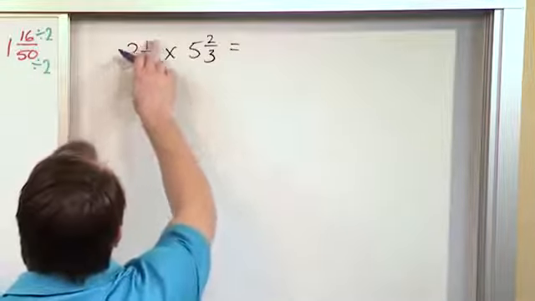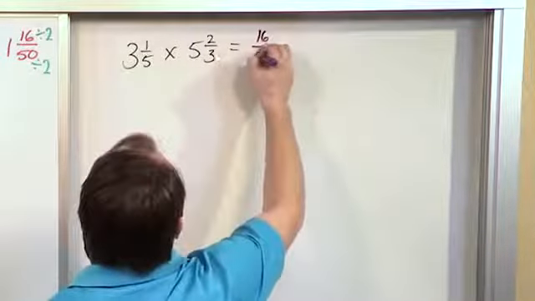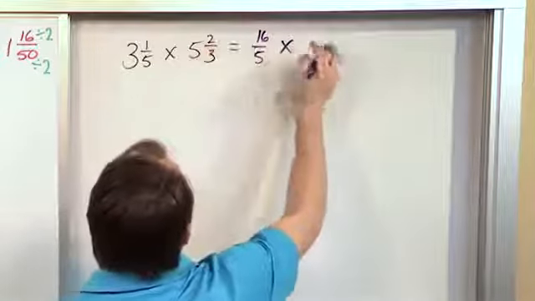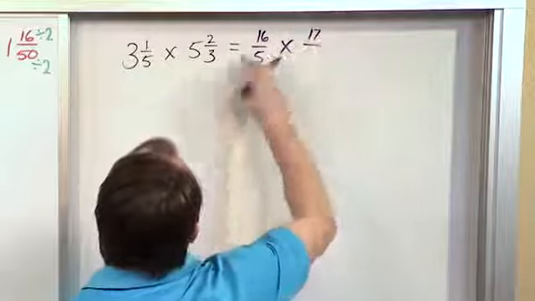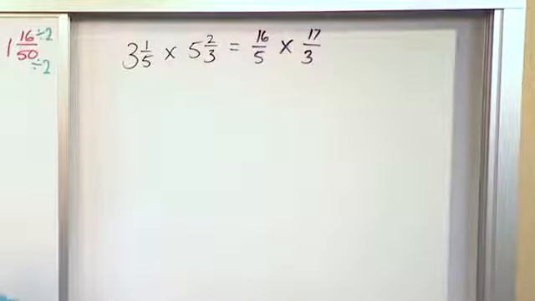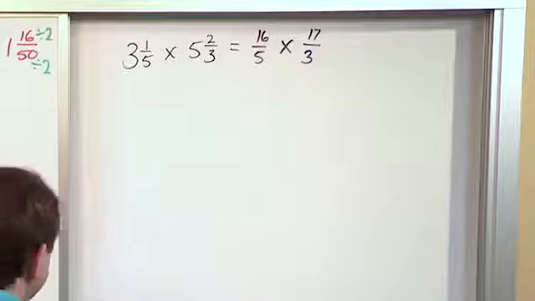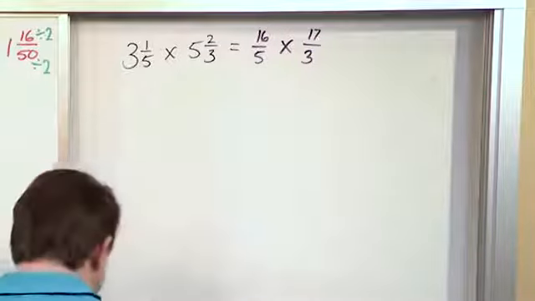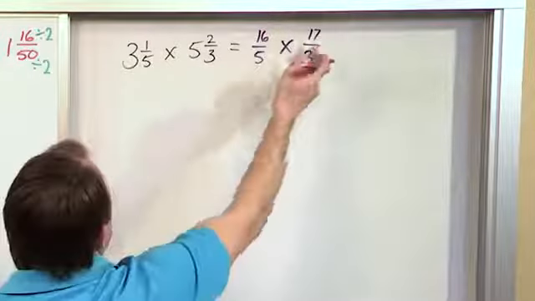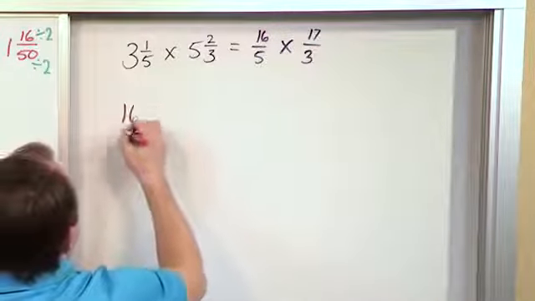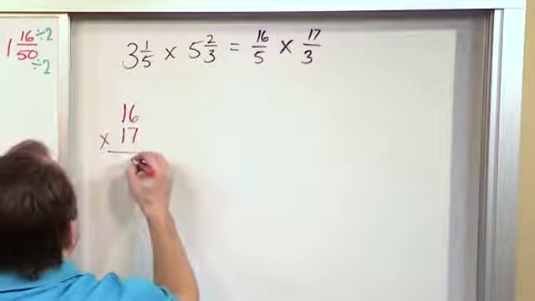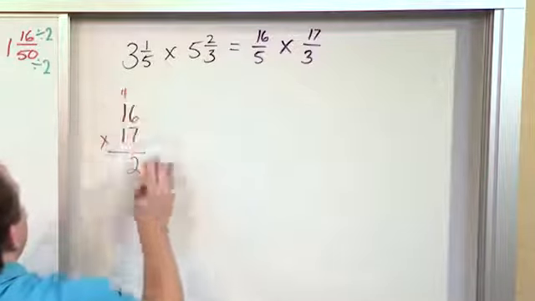3 times 5 is 15, plus 1 is 16, and I'll write it over 5. And here, 3 times 5 is 15, plus 2 is 17, and I'll write this over 3. All right, so it's sort of the same thing. I get 16 over 5 times 17 over 3. And I need to multiply the tops and the bottoms. All right, I don't know what 17 times 16 is off the top of my head, so I have to go over here and figure it out for myself. So 7 times 6 is 42, so I write the 2 here and I carry the 4 up there.